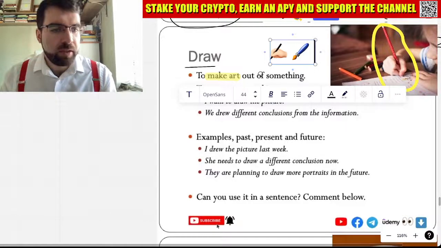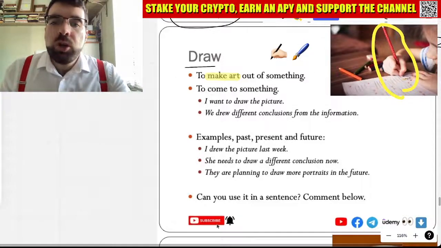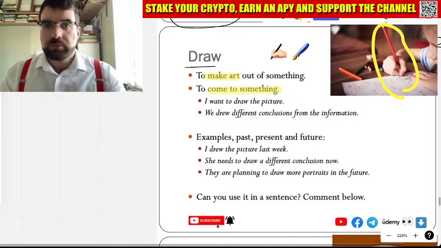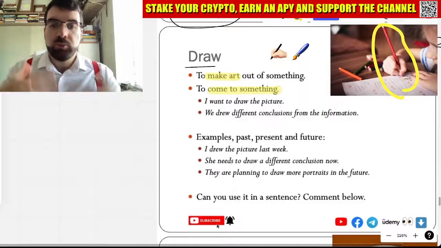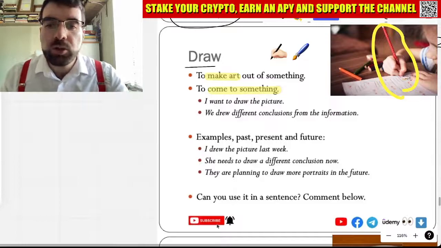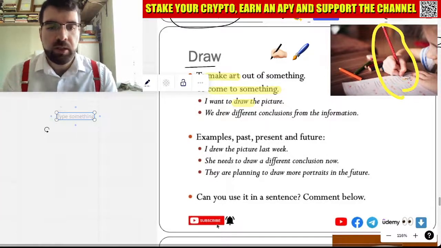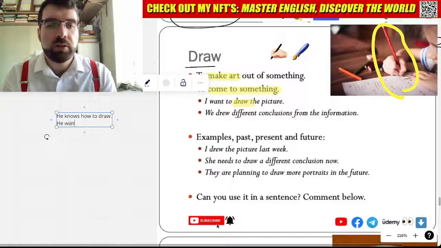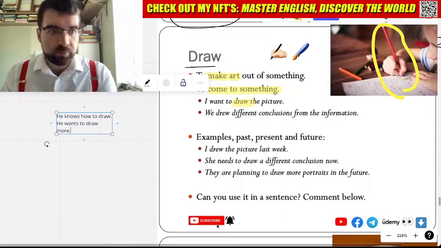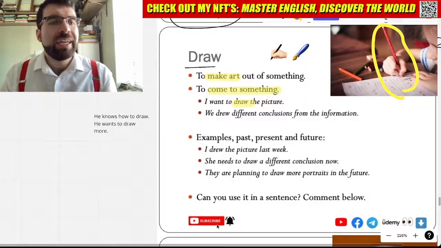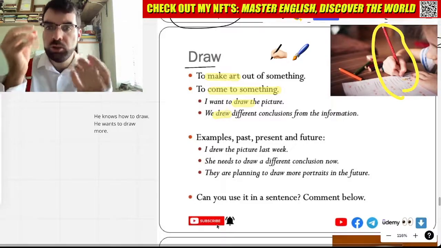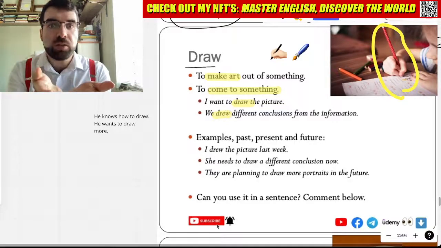So, to come to something. Draw it out. We drew them out. I want to draw the picture. He knows how to draw. He wants to draw more. Draw more. Very good, yeah. We drew, we came to different conclusions from the information.